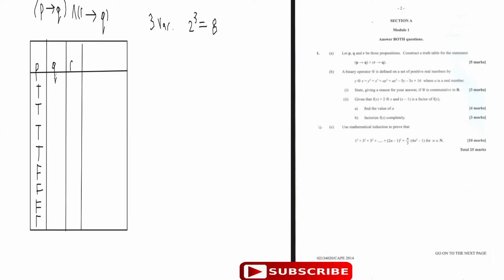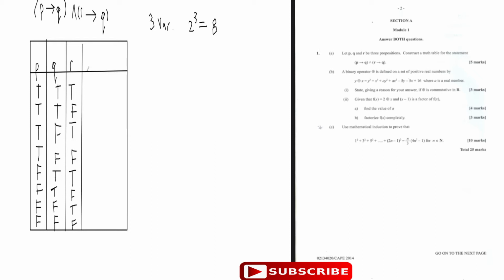So that's for P. Then for Q, it's going to be true, true, then false, false, then true, true, then false, false. That gives the 8 possibilities for Q. Nice and easy. Then for R now, it's going to be true, false, true, false, true, false, true, false.